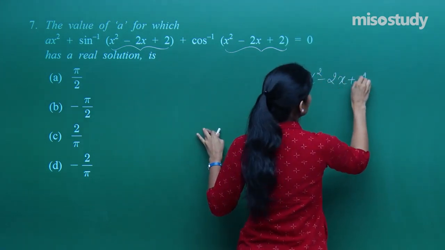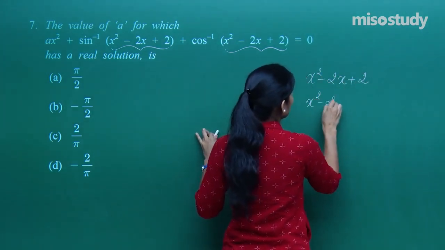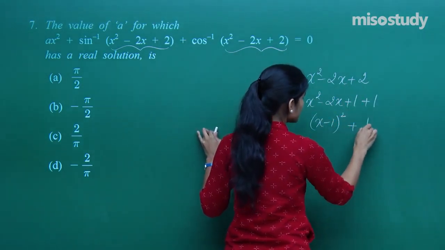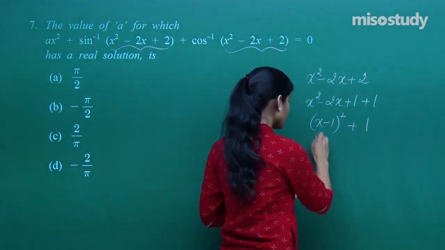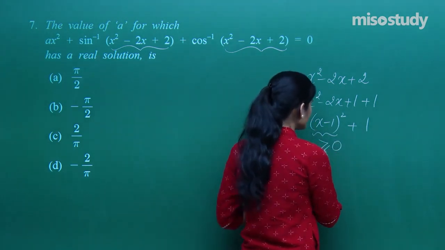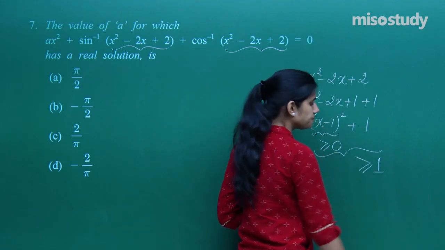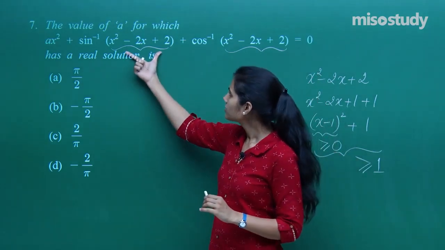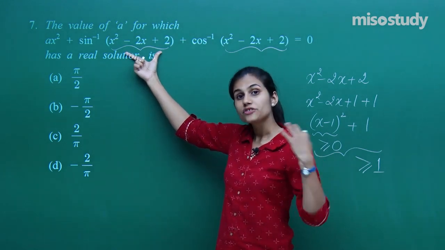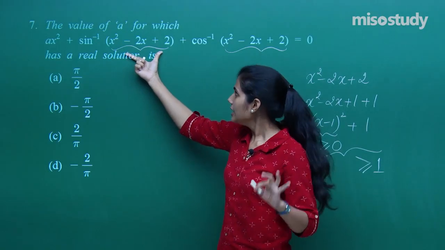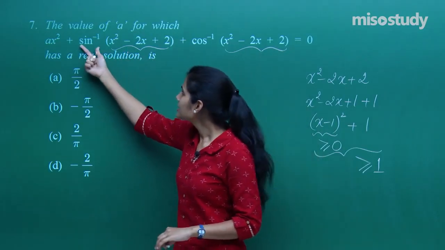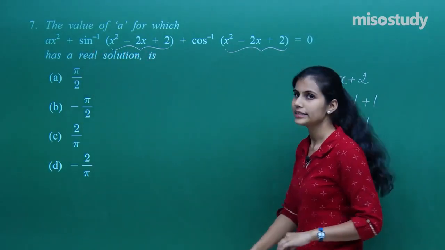x square minus 2x plus 2 can be written as x square minus 2x plus 1, which is x minus 1 whole square plus 1. This quantity is always non-negative. If this is always greater than or equal to 0, then this is greater than or equal to 1. That means this quantity for any x you pick up as a real number will be either 1 or strictly greater than 1, not less than 1. So only and only when this quantity is equal to 1 is my sine inverse of this quantity and cos inverse of this quantity defined.